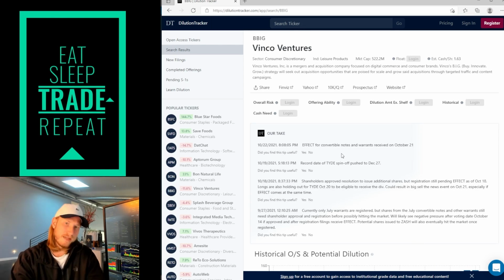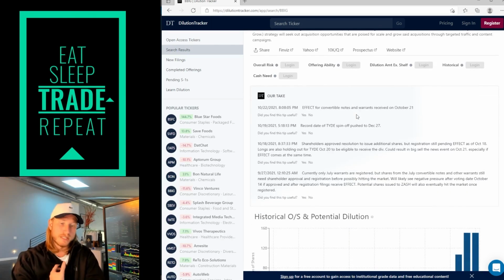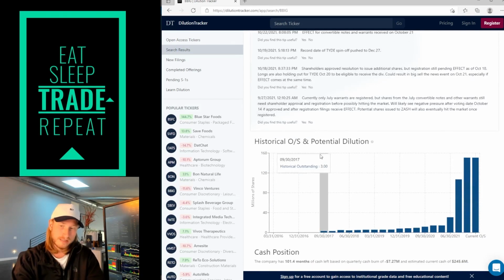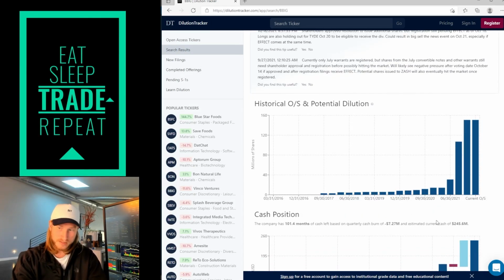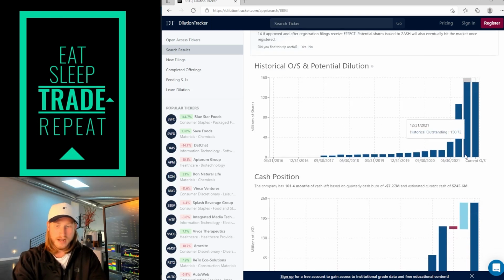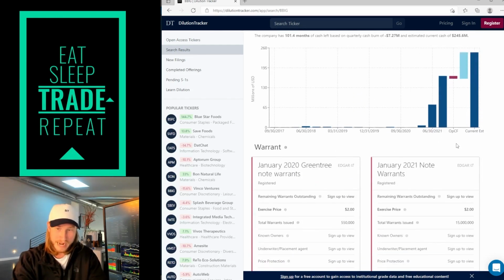And again, it's going to give me a quick overview of the company, but what I'm really concerned with is the historical outstanding share count and potential dilution, this chart right here. And we can see that this company, at one point, had 8 million shares outstanding, pretty much a year ago, 2 years ago. And now it has 150 million shares outstanding. If I scroll down a little bit more, it tells us about the cash. And then a little bit more, this is where I get very interested.